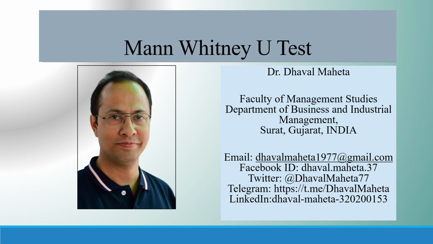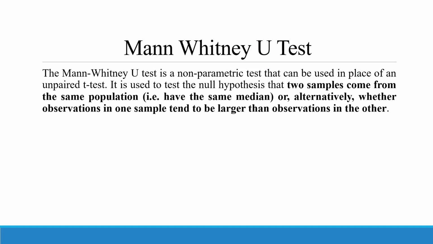This is Dr. Dhaval Maheta, and today we are going to discuss how to run Mann Whitney U-test in SPSS. Mann Whitney U-test is a non-parametric test that can be used in place of an unpaired T-test, also known as independent sample T-test. It is used to test the null hypothesis that the two samples come from the same population, that is, they have the same median. Or alternatively, whether observations in one sample tend to be larger than the observations in the other.